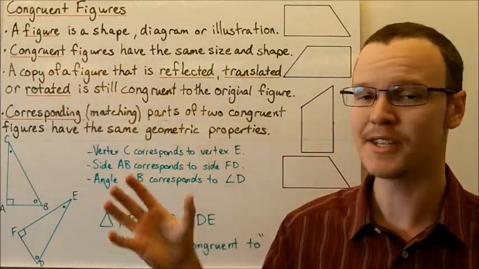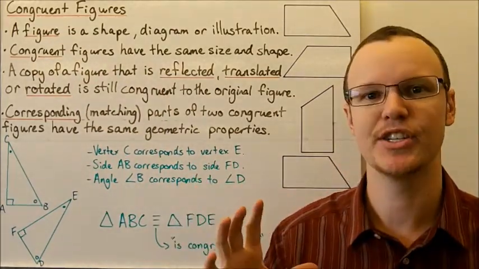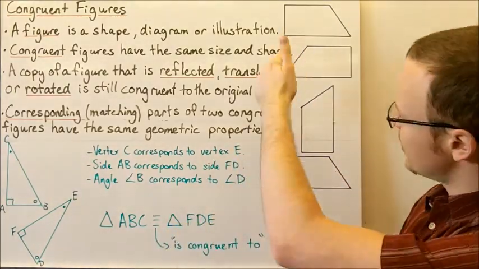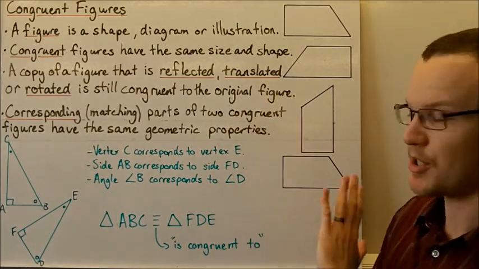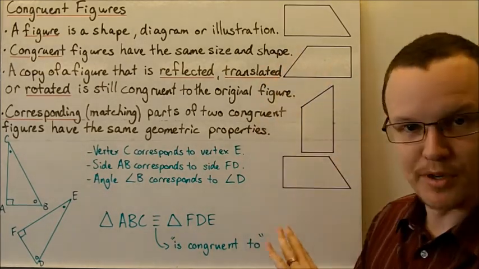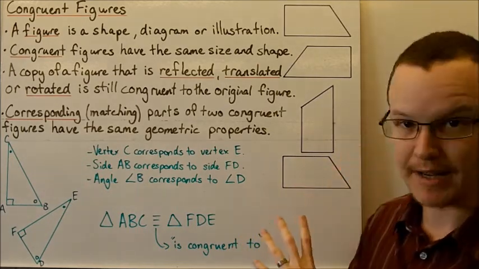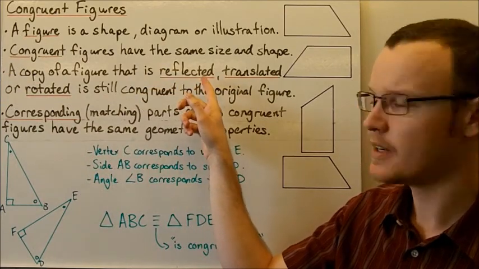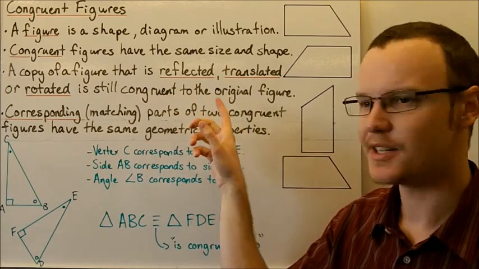So congruent figures are exactly the same shape, but they may be changed in some way, but still look exactly the same. These four shapes that I've got on the right hand side here are all congruent. Even though I've moved them around a bit, they're all the same size, they're all the same shape. So a copy of a figure that is reflected, translated or rotated is still congruent to the original figure.